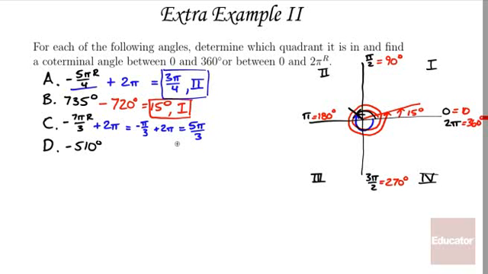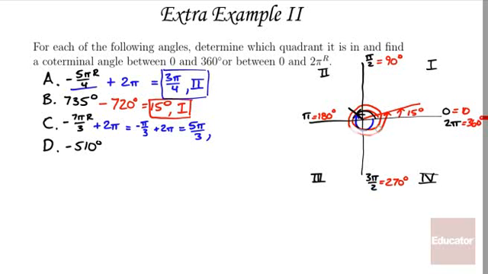We just have to figure out which quadrant it's in. So 5 pi over 3 is a little bit bigger than 3 pi over 2. 3 pi over 2 is 1.5. 5 pi over 3 is like 1.67. So 5 pi over 3 is a little bit bigger than 3 pi over 2.